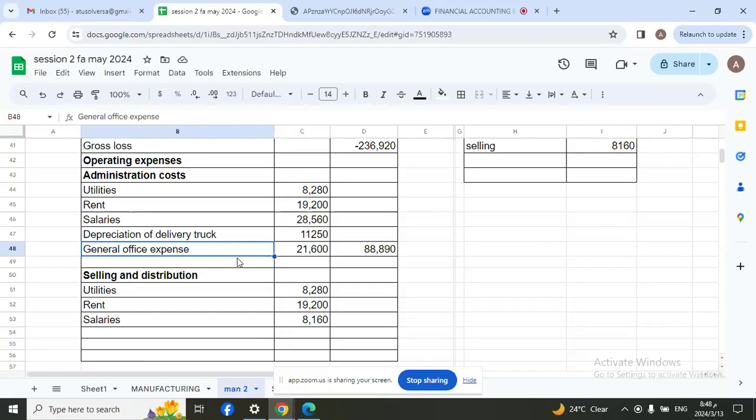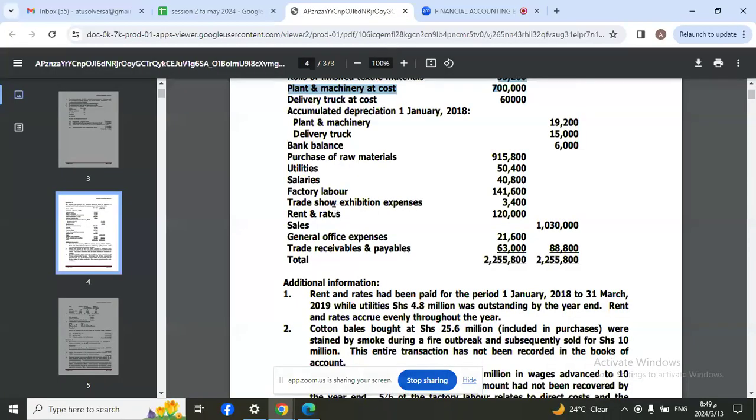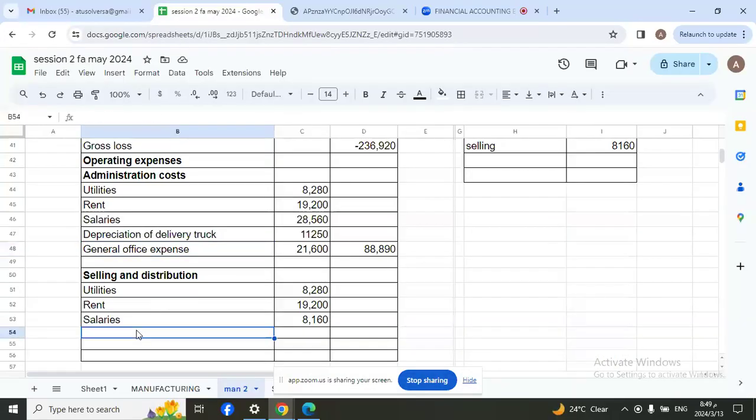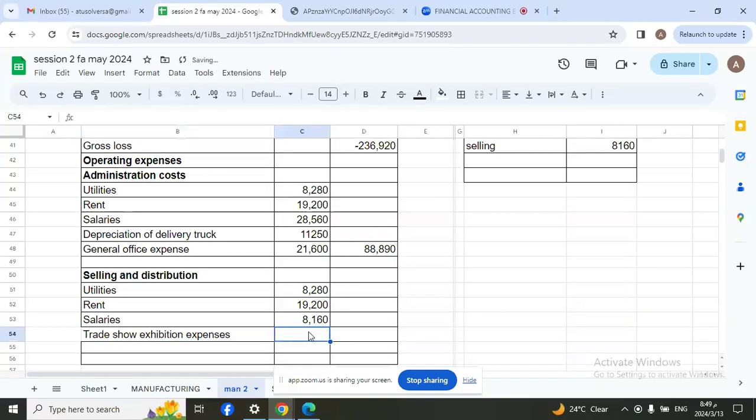So from there, do you have any other selling and distribution? We come to our question. You see trade show exhibition expenses, 3,400. We take it also here. So trade show exhibition expenses is 3,400. Do we have any other thing?